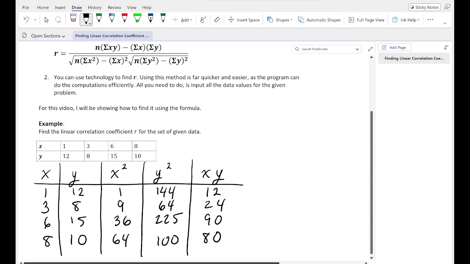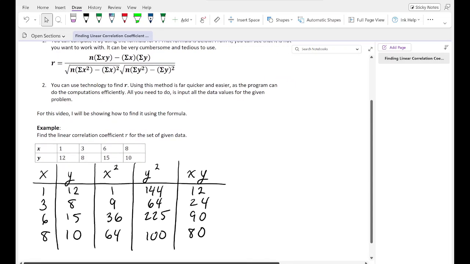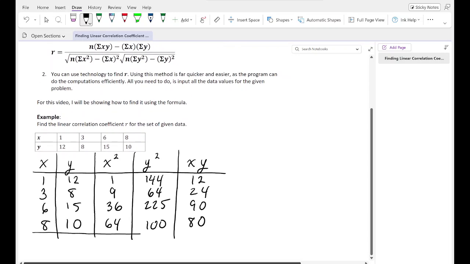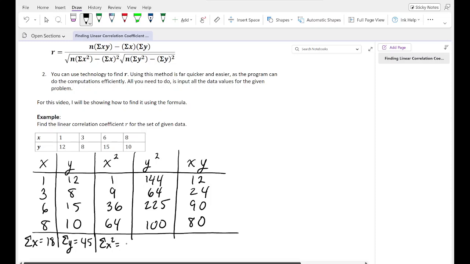Now this is all good, and I'm going to come back to the formula in just a second, but I'll zoom out just a little bit. Sum of x's right here gives me 18 when I add all these up. Then the sum of y's, I add all of these up, and that's going to give me 45. Sum of x squared is going to give me 110. Then the sum of y squared gives me 533. And then the sum of x times y gives me 206. So that's not too bad.